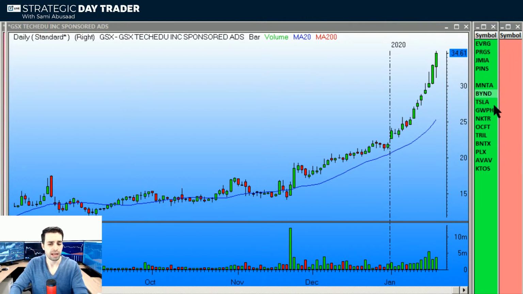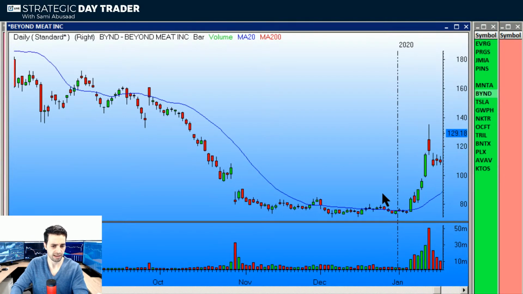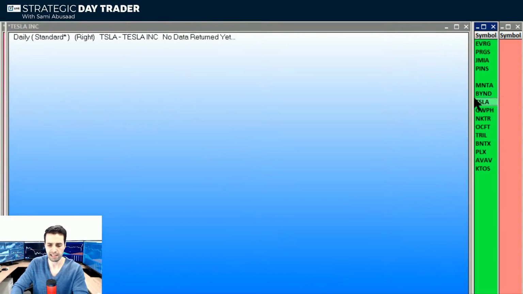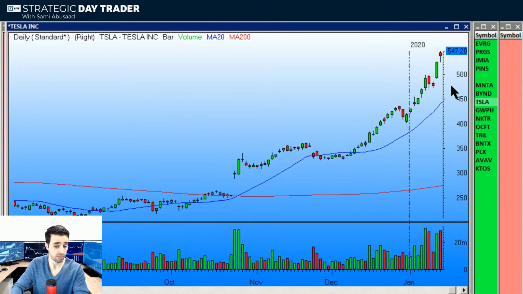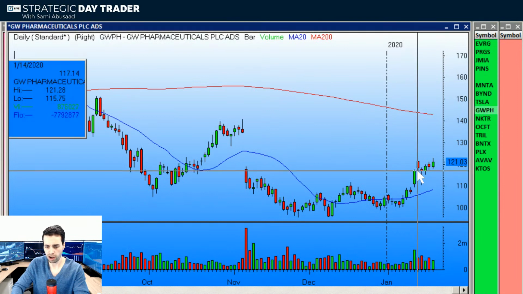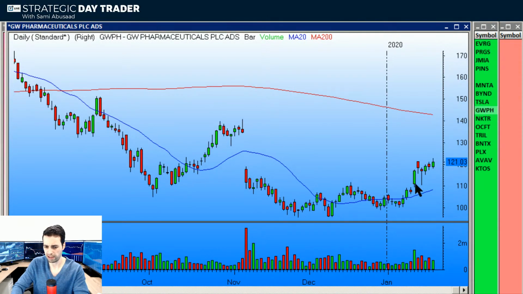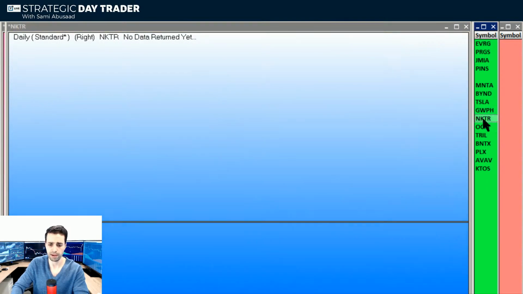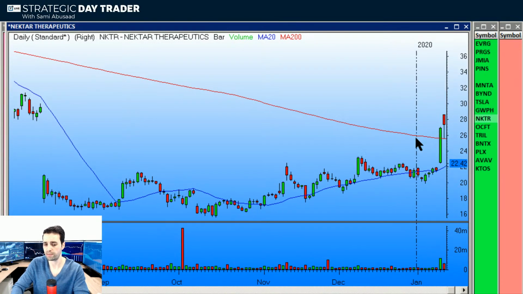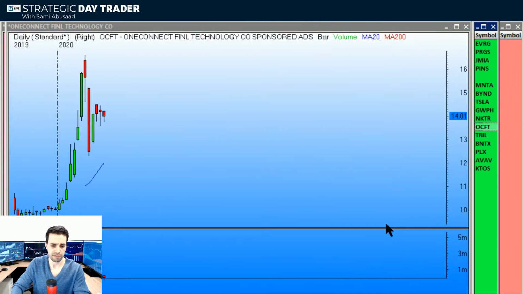Okay, so that's the GSX. So beyond, as you can see, that's why I marked it Novice, because it was up a lot and then gapped up. Tesla, the same thing. Wasn't as good as Beyond, I think, in my opinion, but that was Novice and dropped for 3 days in a row. GWPH, I don't want to go over the whole thing, but as you can see, big green bar and then gap up. NKTR, big green bar and a gap up. That's Novice.